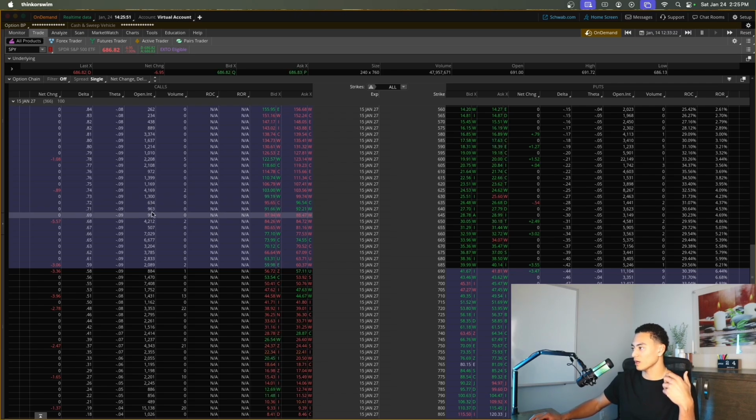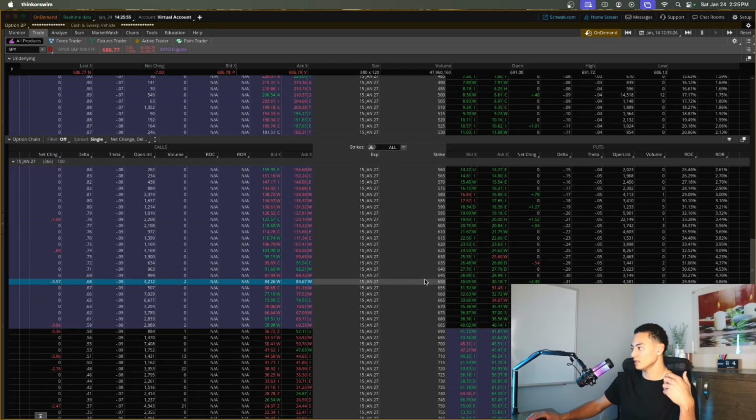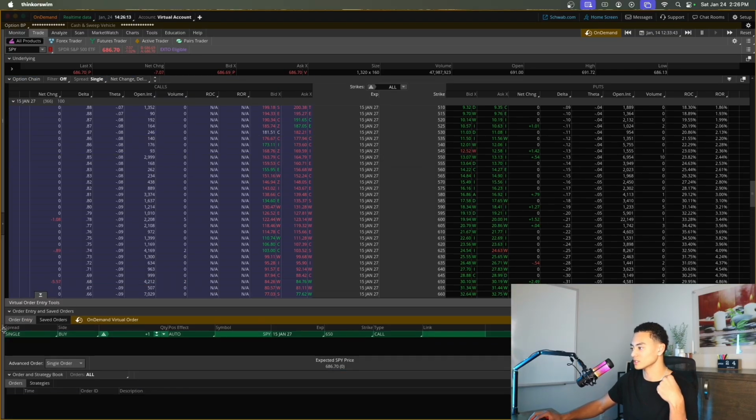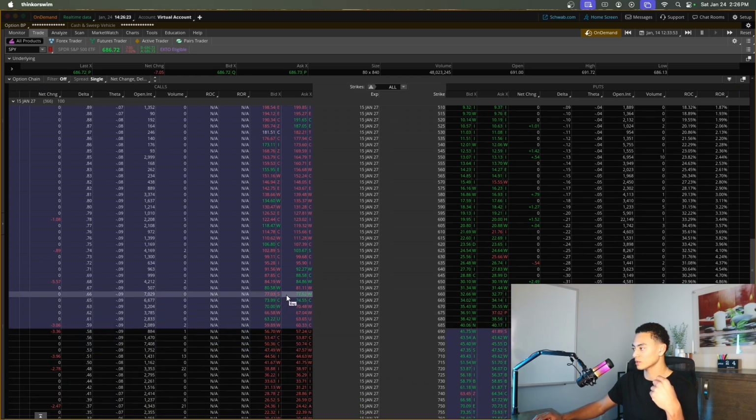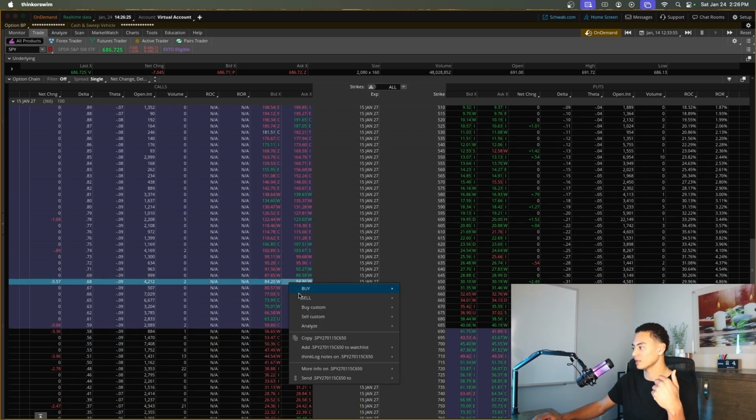So right around here is where I would be buying, and I like this 650. That's decent. I like this one right here. 0.8 delta, 4,000 open interest, about $8,000 at $650. So just for the sake of this example, I'm going to buy this call. It's going to cost me $8,476.